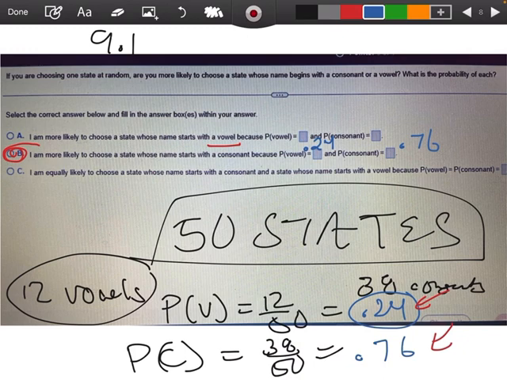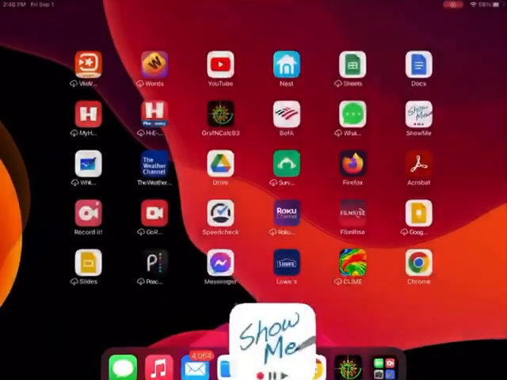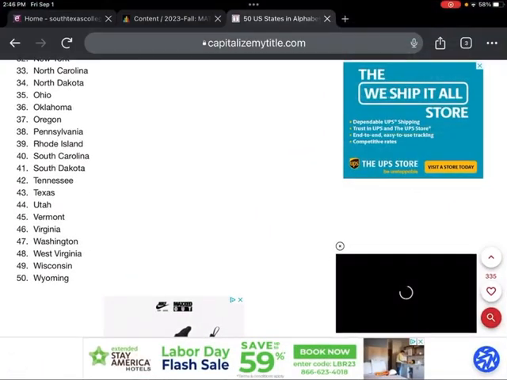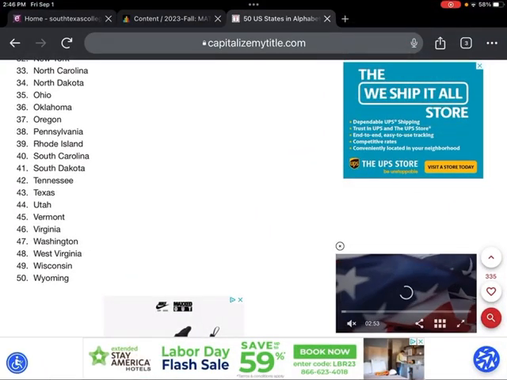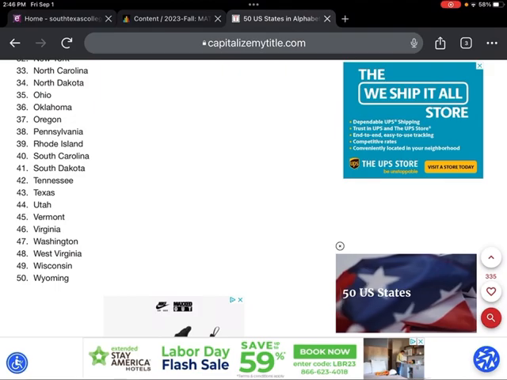So, guys, I do want to point out that I don't expect you to memorize how many states start with a vowel and how many start with a consonant. And obviously you can see I didn't either. That's why I just did a quick Google search so I could find it. But that's basically how I did the problem. Y'all got questions? Let me know. I'm happy to help.